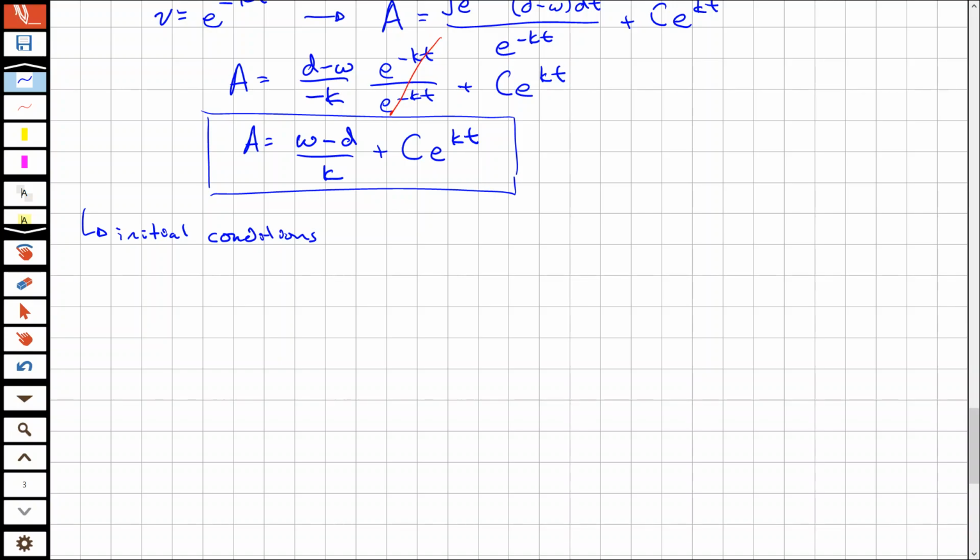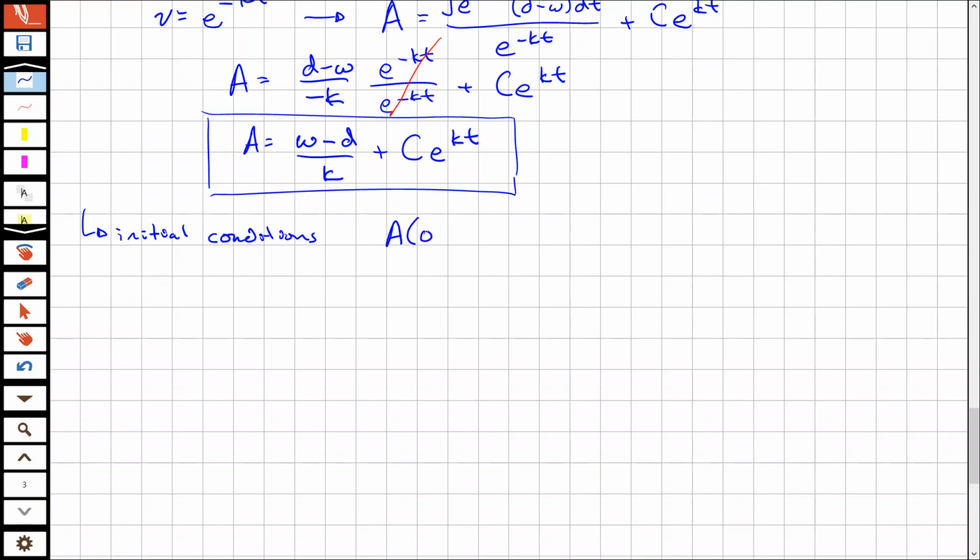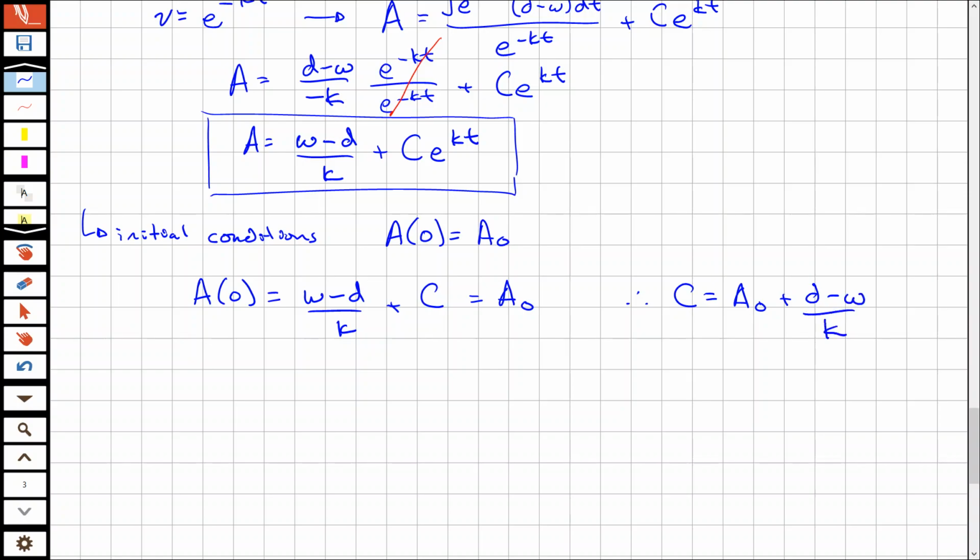So we'll solve this in the general case. We'll just call it A naught for now. And so I know A at 0 equals w minus d over k plus c. And that's going to be equal to A naught. So therefore c is going to be equal to A naught plus d minus w over k. Just switching those terms again so I don't have to have them all over the place.